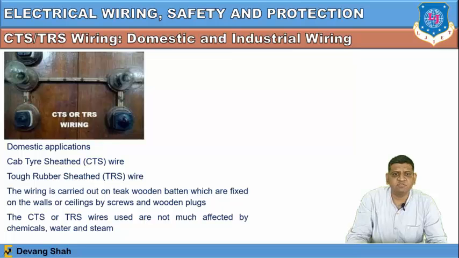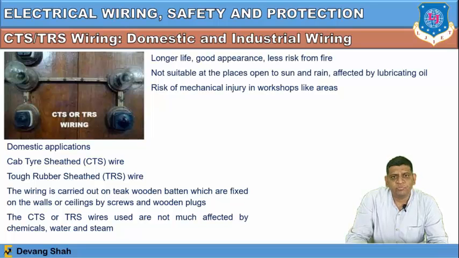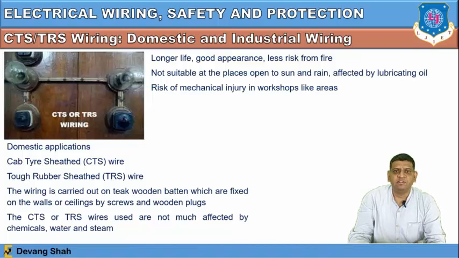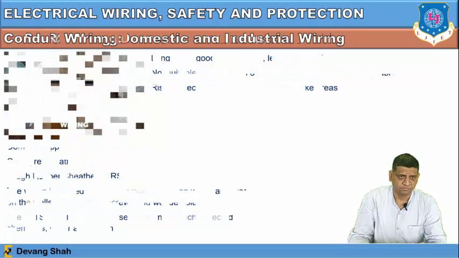The CTS and TRS wires used are not much affected by chemicals, water or steam, right? So there are certain advantages of CTS and TRS wiring like longer life, good appearance, less risk of fire. Disadvantages: not suitable at places open to sun and rain, right? Affected by lubricants and oil, risk of mechanical injury in workshop-like areas, right? So in those kinds of areas we cannot use this kind of wiring.